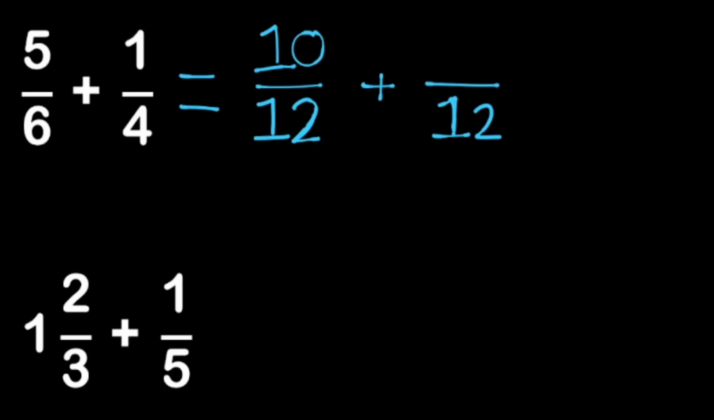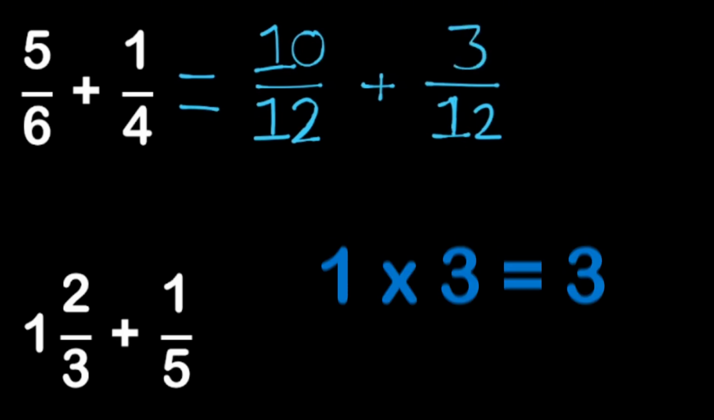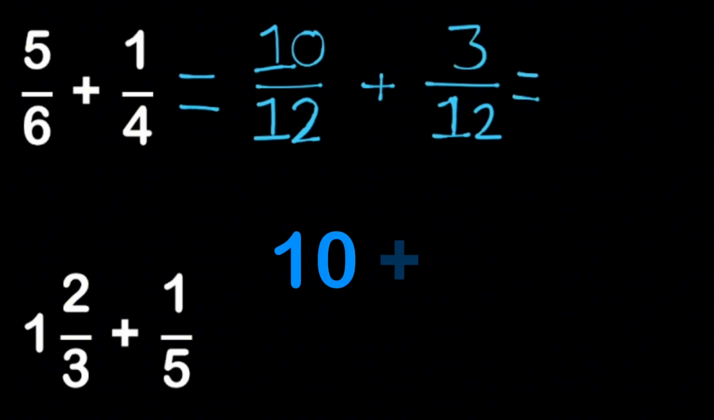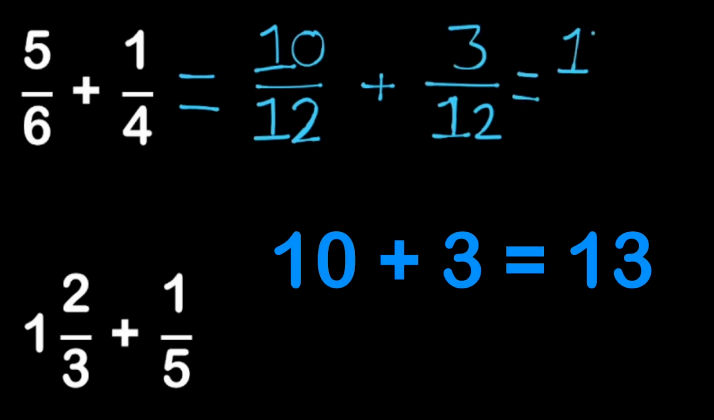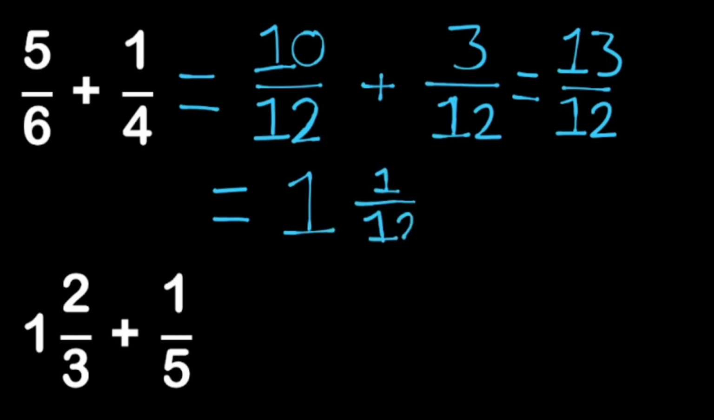To get 12, you multiply 4 by 3. So you need to multiply 1 by 3 to get 3. 10 plus 3 is 13 over 12, which will convert into a mixed fraction. So 13 goes into 12 once, with 1 left over, and keep the initial denominator. And that's the final answer.